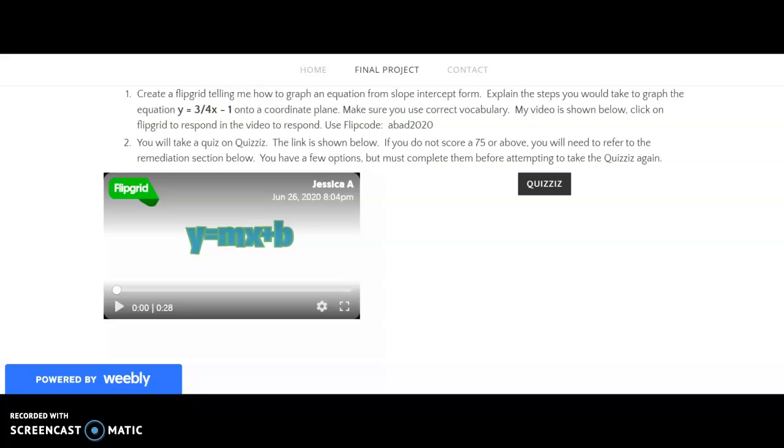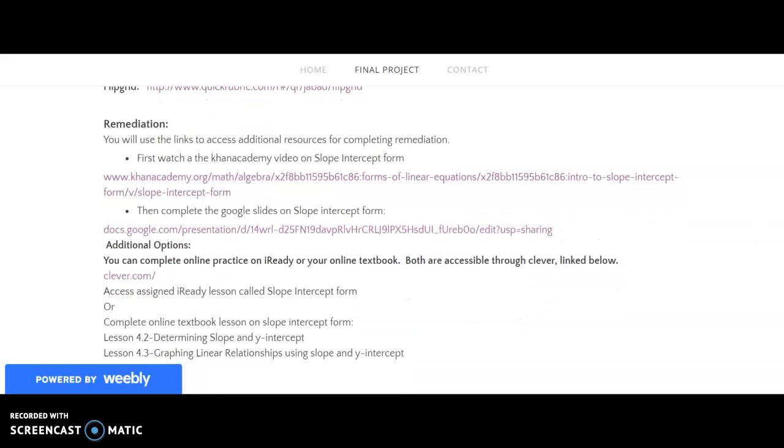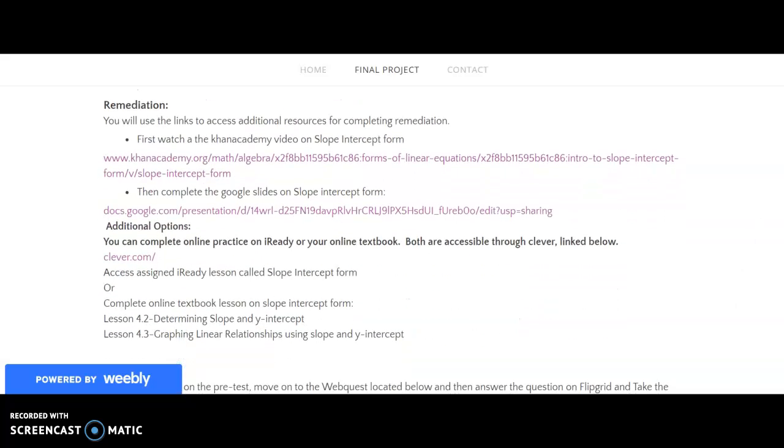Those are the expectations, and they've been set since day one. They'll have to show me that they've attempted some of the remediation that's listed. They'll either have to do the first part or they can do one of the additional options in order for me to open up the quiz again for them to retake it and to increase their grade. So they will use the links that are there. And like I said, I've highlighted all my links throughout in pink so they know it's a link that they can click on.